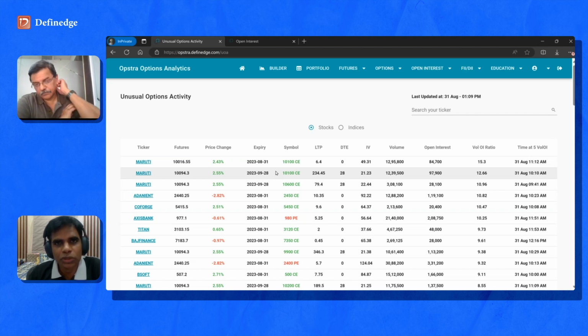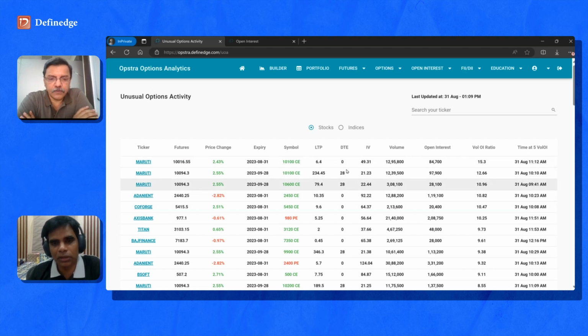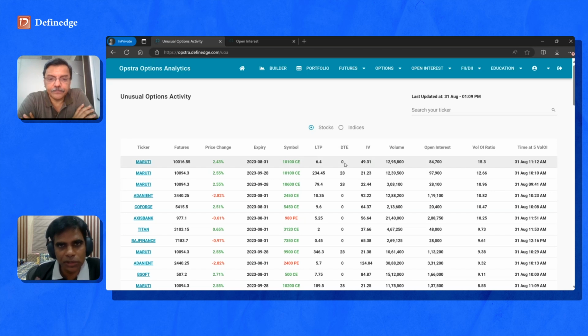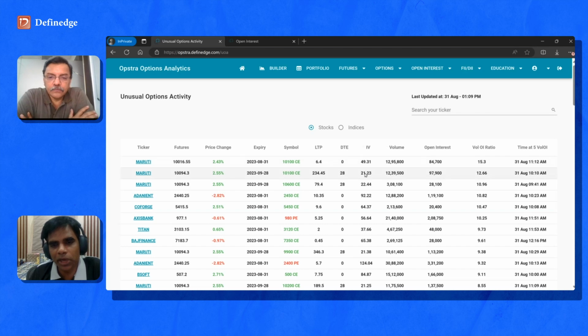Current expiry should be ignored. And then what is the symbol? Like which strike that unusual activity is happening, and what is the price of that particular option, and how many days are left in that option, days to expiry. Since it is zero, which means it is going to expire today, we can simply ignore it. And what is the implied volatility?